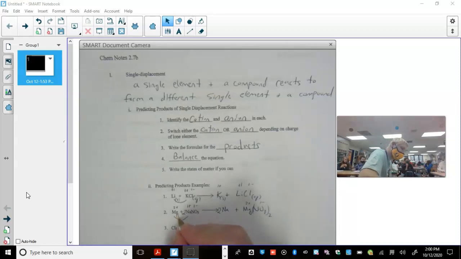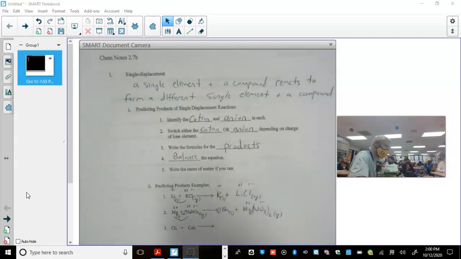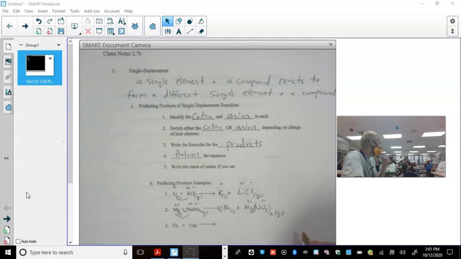States of matter. Metals are solid, compounds aqueous. S, A, Q, S. There's one little thing we forgot to mention. What if this reaction doesn't occur? So this reaction might not occur. So I might not have had to do any of that stuff. I might just have to put NR, which says no reaction.